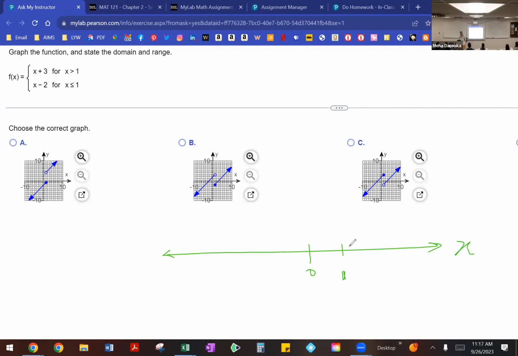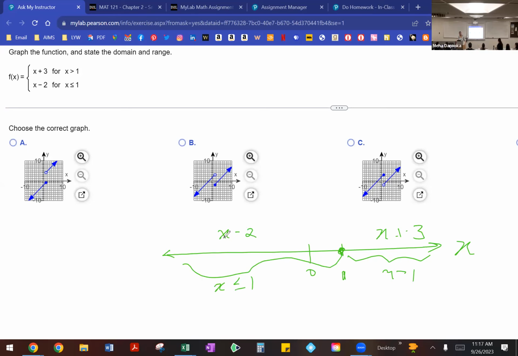this was your x-axis, then all the x values that are greater than 1, you are going to be using x plus 3 as your function. So all those y values will be calculated based on that. If you are looking at including 1 and anything that is to the left of it, so this is for the x less than or equal to 1, you're using the function x minus 2. So that's what we'll be using to calculate the y values for that second piece, right?